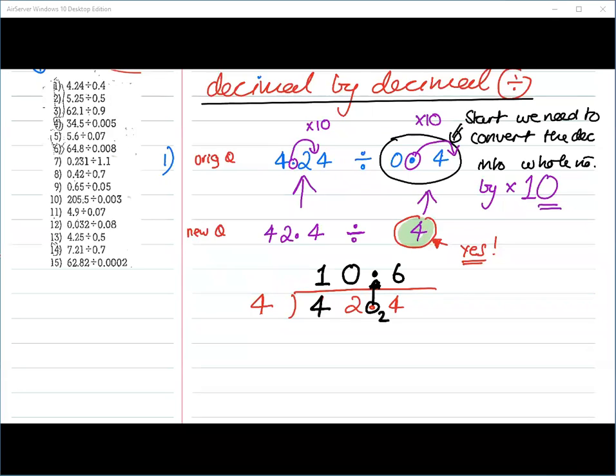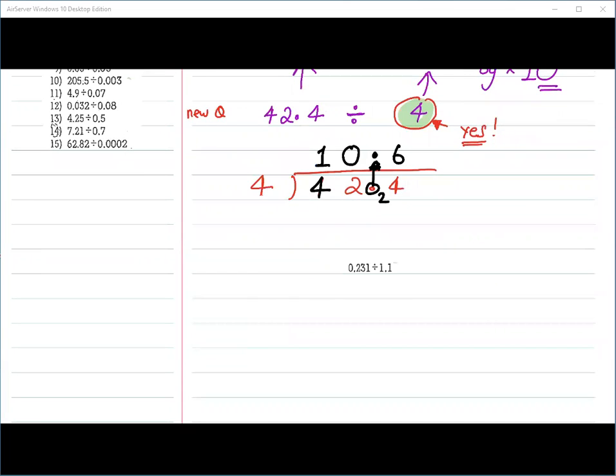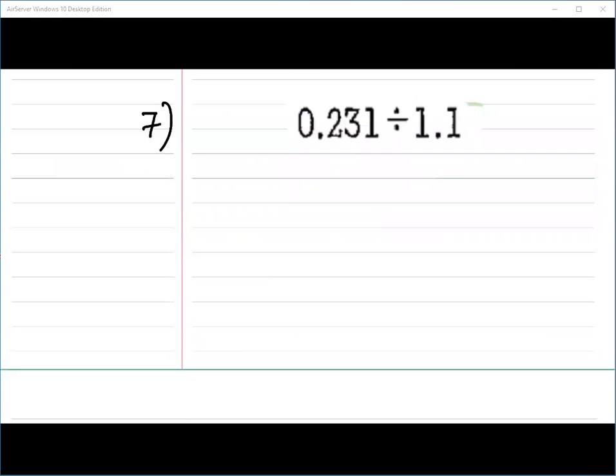Let's have a look at another question together. Question number 7. Thank you for that. Mahir, can you help with the next question, please? Let's copy out the next question. Okay, question number 7. Okay, Mahir, can you help me with this question, please? How do we do this question?